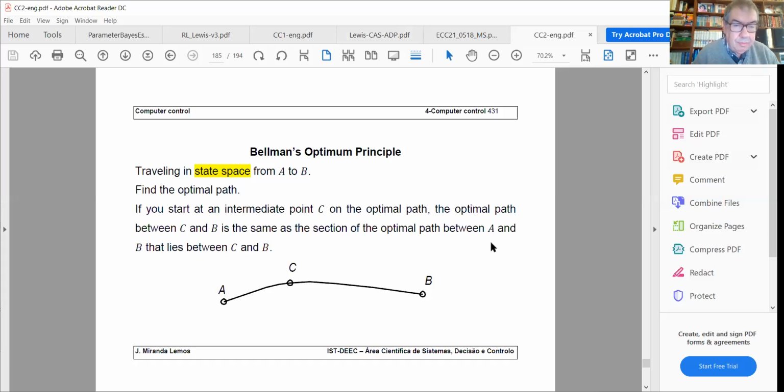So good morning. This is the last lecture on computer control. And today we are going to speak about dynamic programming.